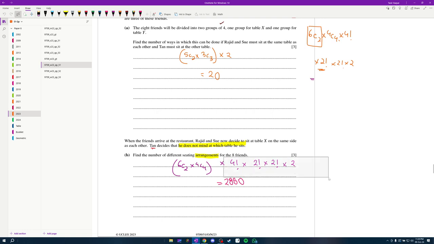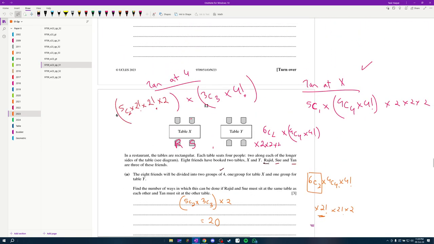Next. What about now? Because they use the word arrangements, okay? So students, whenever you see the word arrangements, that's when permutations come in, okay? So why do we have 4 factorial?